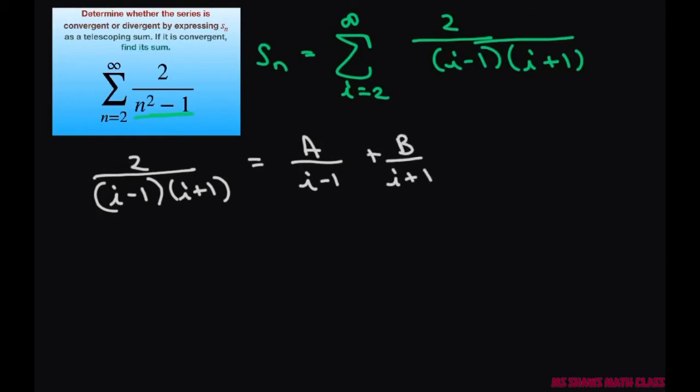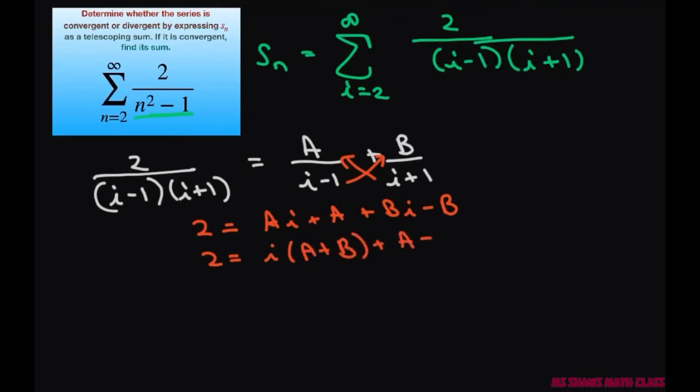Clearing the fractions, we're going to get 2 equals, and I'll cross multiply these, Ai plus A, and then plus Bi minus B. So we're going to get 2 equals i times (A plus B) plus (A minus B). We have A minus B equals 2, and A plus B equals 0.